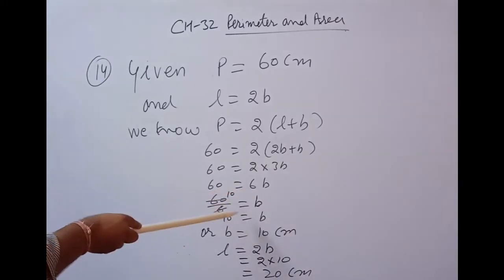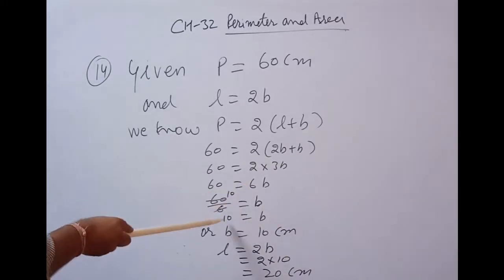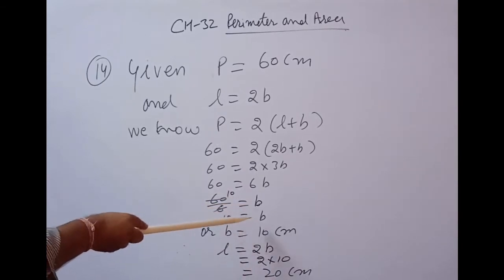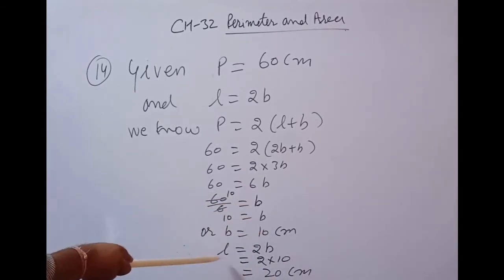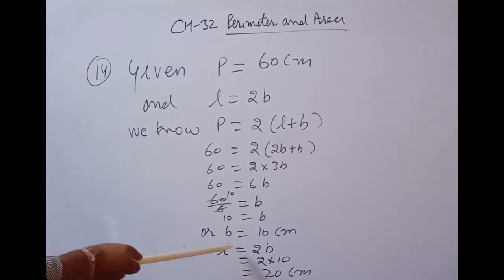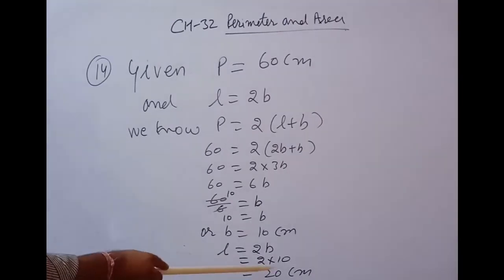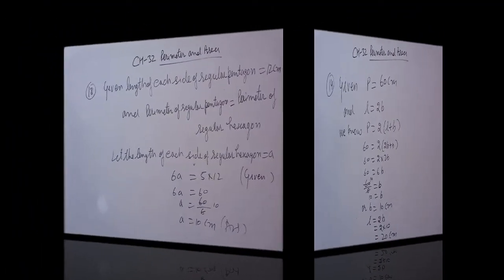6B equals 60, or B equals 60 divided by 6, that will give 10. So B equals 10, or B is 10 centimeters. So L equals 2B, that is 2 into 10, equal to 20 centimeters. So in that manner you will do the sum and get the length of the rectangle, that is 20 centimeters.